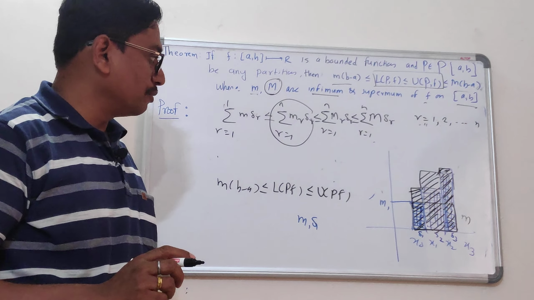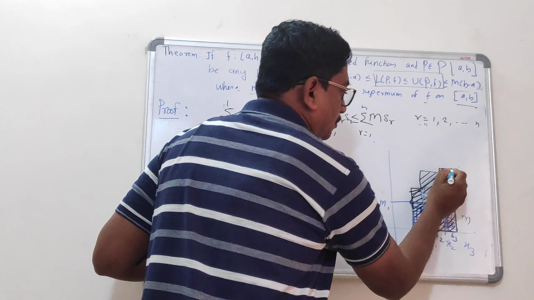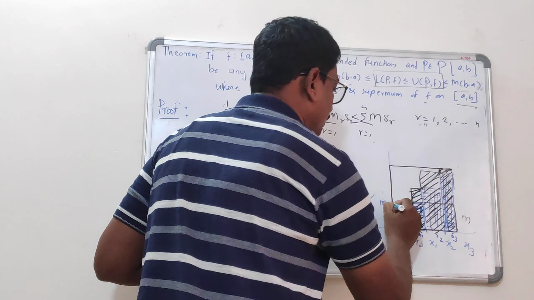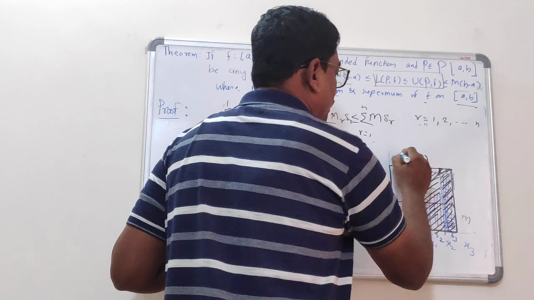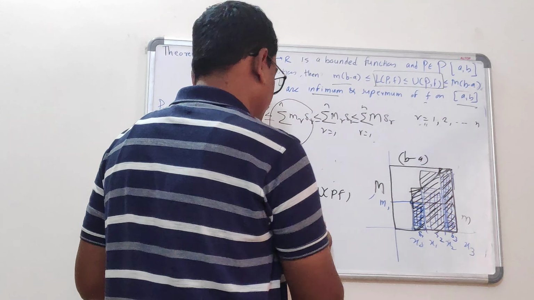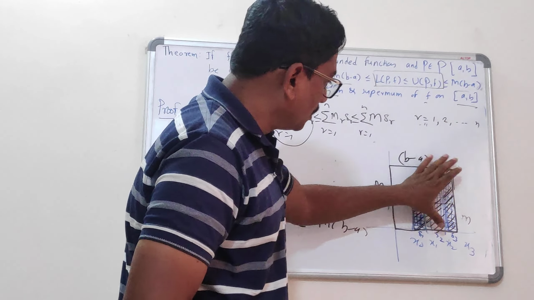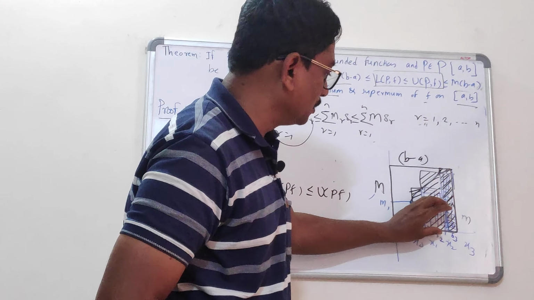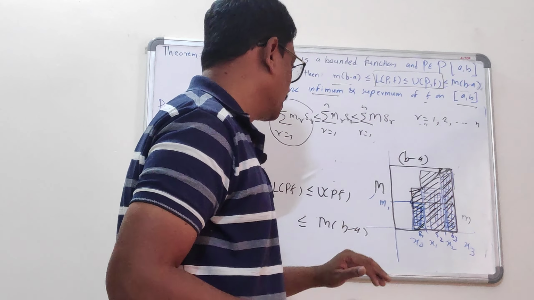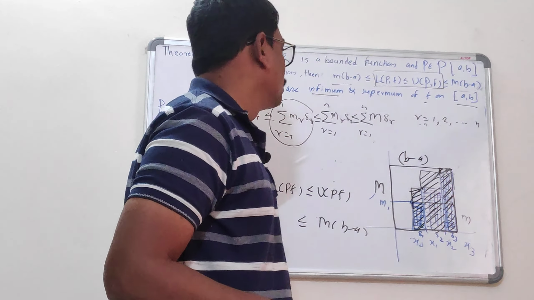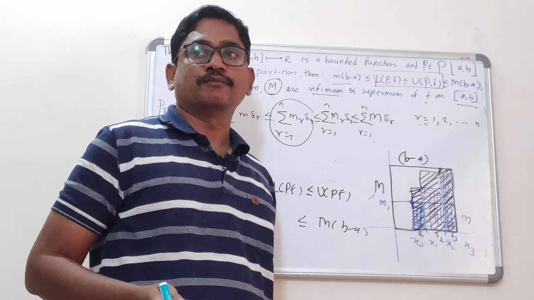And at last you are going to find, don't forget about the original graph. Your graph is like this. At last the value here, this area value is capital M multiplied by b minus a. So this is the larger one among all these three terms. This is m into b minus a. The blue shaded is LPF, black shaded is UPF, and this is the larger version. So geometrically also we can prove. I have taken only 4 points. It can be generalized for n plus 1 points.